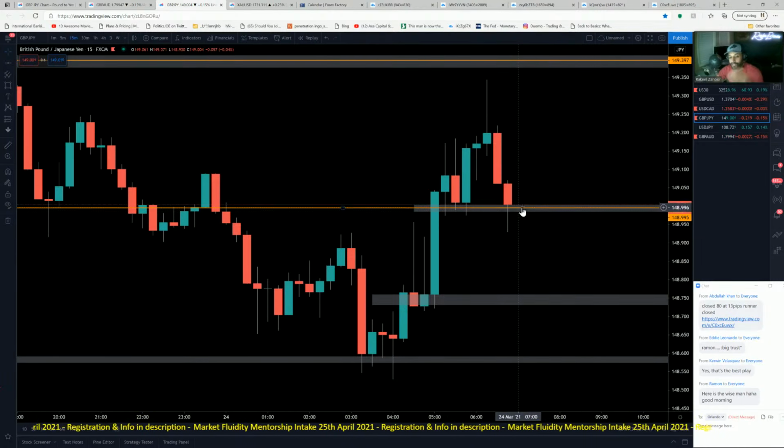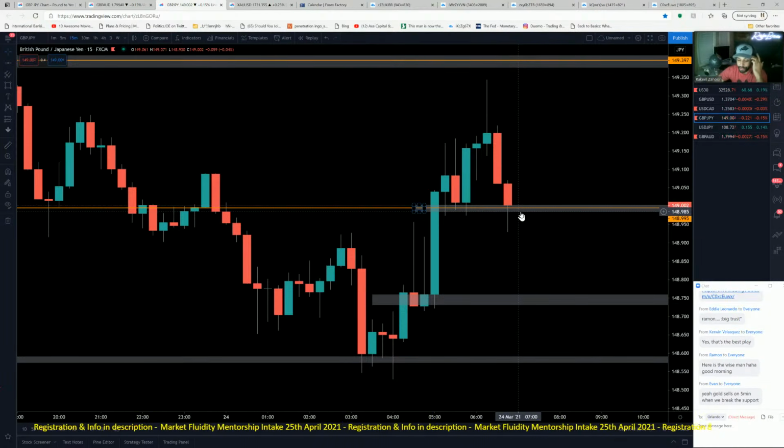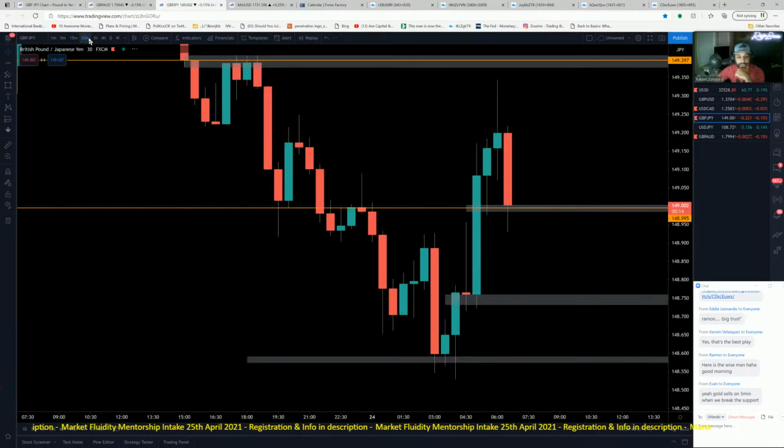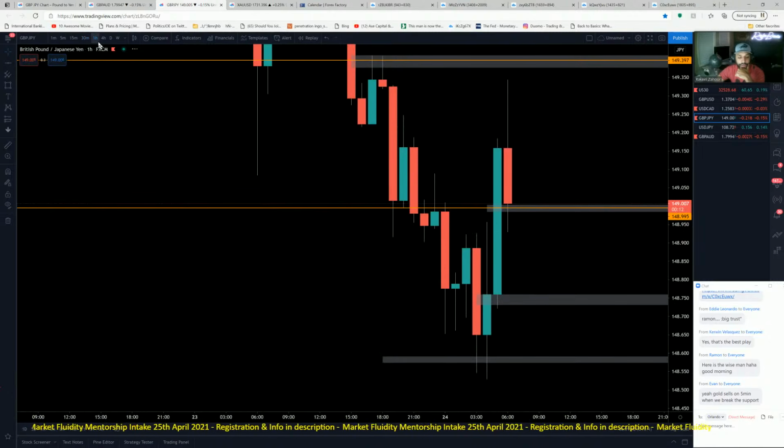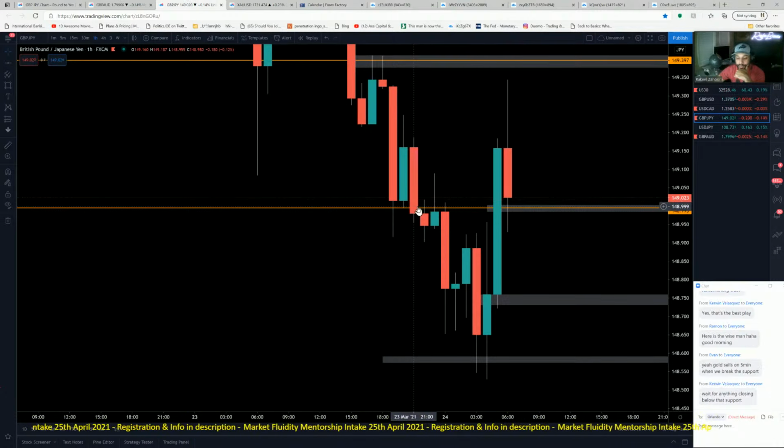Look at the way it's closing. If it closes back in the range, that's going to be terrible for sells. That's going to be absolutely devastating for sells. Because not only is it respecting that on a 1 hour time frame, wow, look at that move. It's respecting that zone right there. Good thing I waited. That was a very good thing I waited.